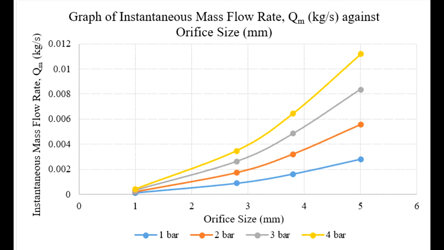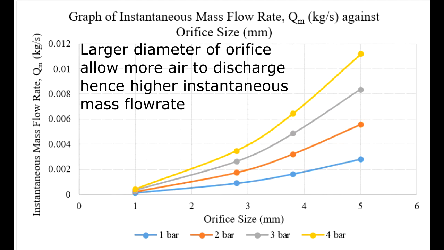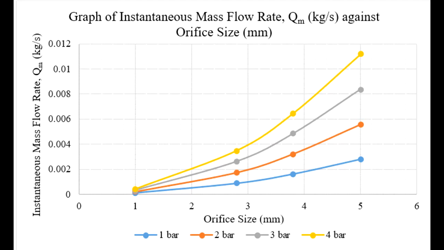The second graph for the first experiment shows the relation of instantaneous mass flow rate of air from the gas containment tank with orifice size. The graph shows that the largest diameter of orifice has the highest cross-sectional area and a shorter discharge time. A larger orifice allows more air to discharge in a shorter time and hence has a higher instantaneous mass flow rate, since more air can flow through the orifice per unit time.